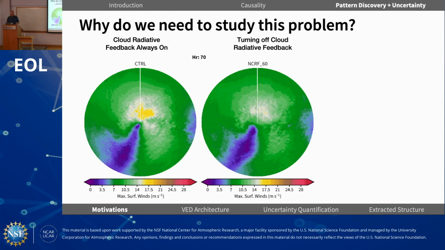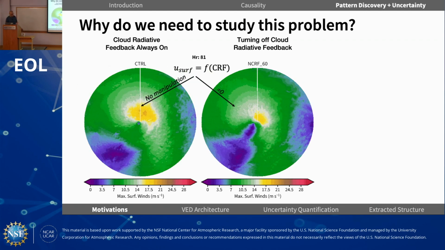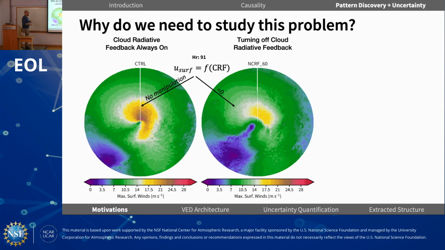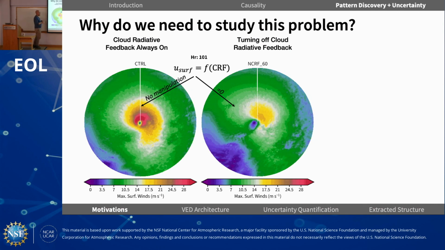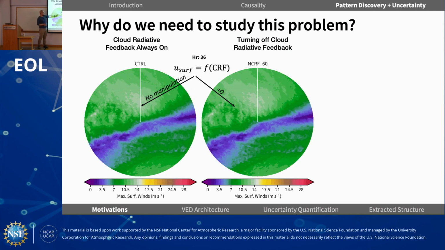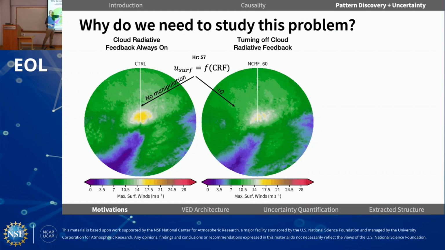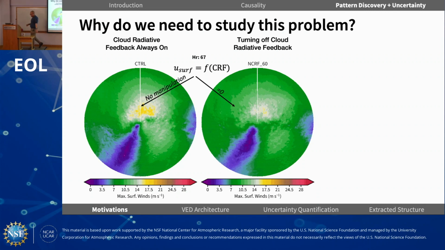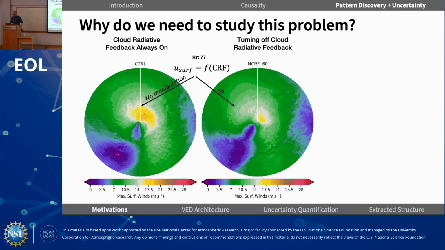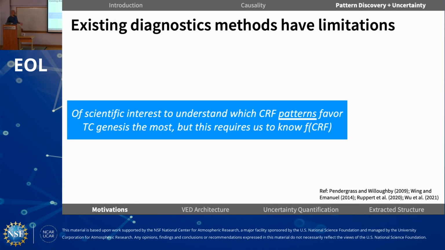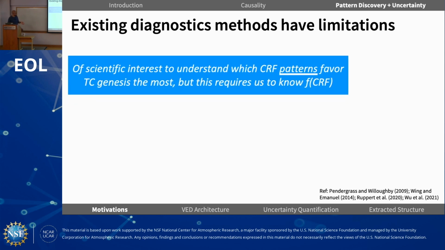And considering this in the Earth, you might have some sort of relationship between cloud radiative feedback and surface intensity. This can be considered as a control manipulation experiment, and this as a CRF equals 0 experiment. So I think the next step of this work is to understand what sort of pattern in the radiation affects genesis the most. But it requires us to learn the full relationship and can be challenging.